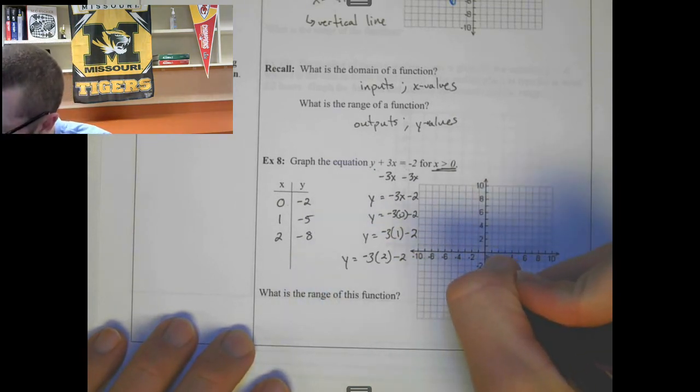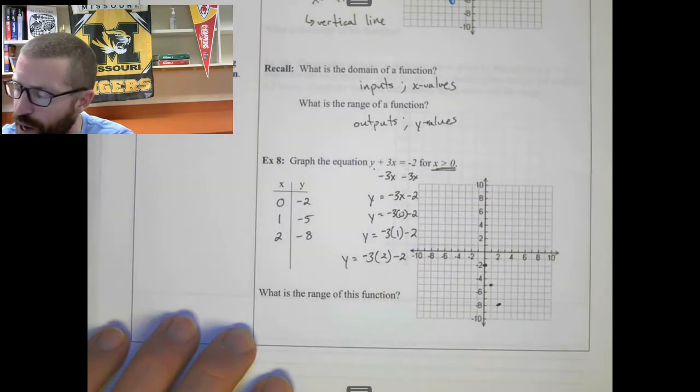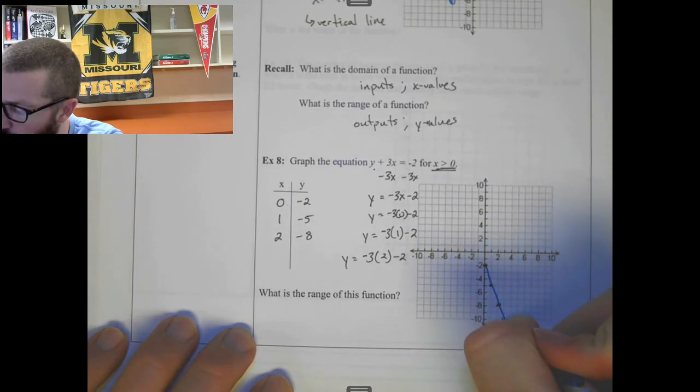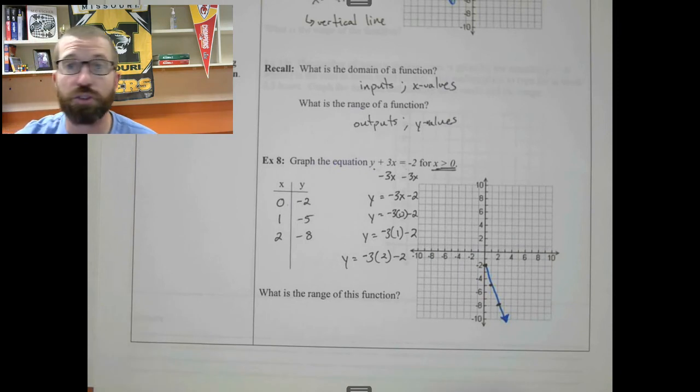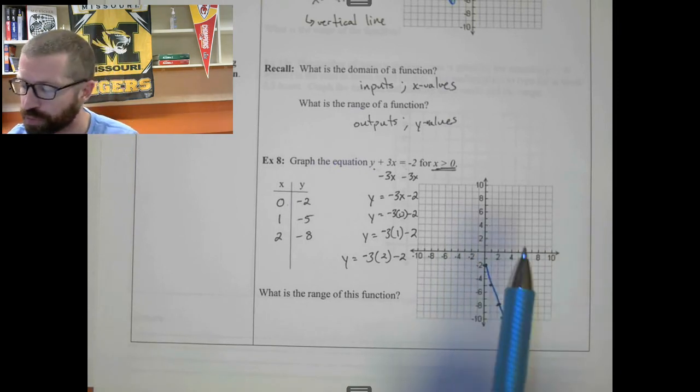Now, this one's a little different when you graph, because when you draw the line, you can't go past 0 because that's what we were told. So you have to start here. We can't go past x equals 0, and the line only goes this way. And lines go forever unless you're told they stop. So we're told they start at x greater than or equal to 0.